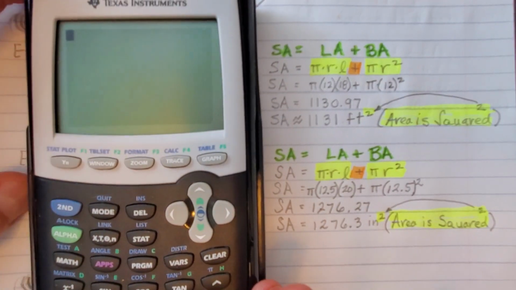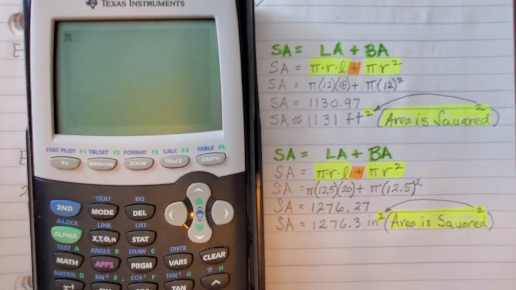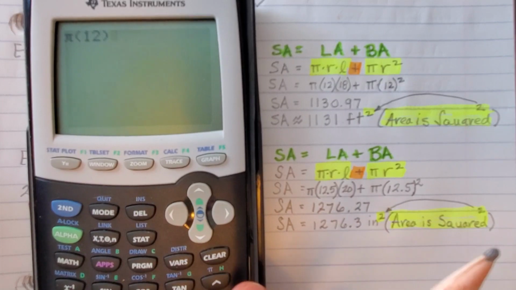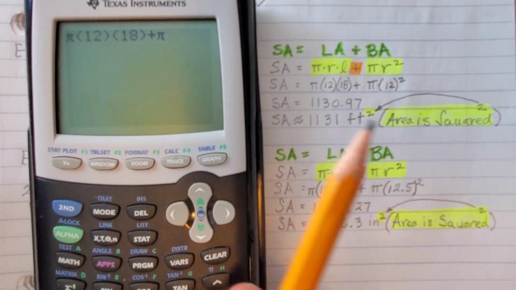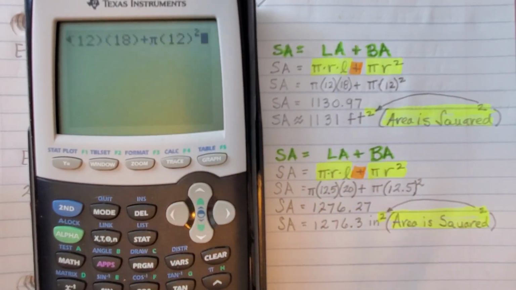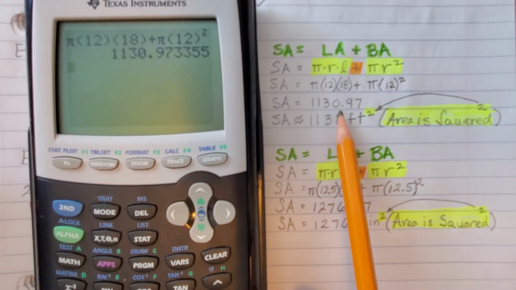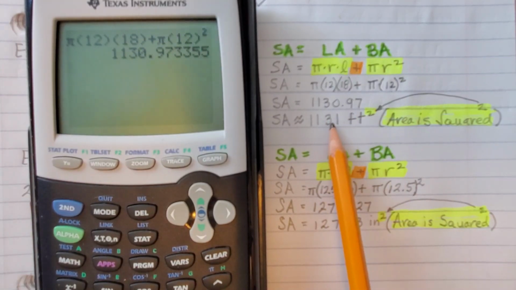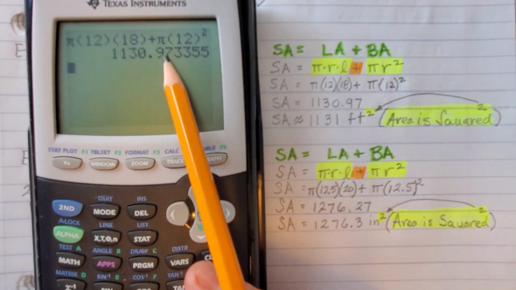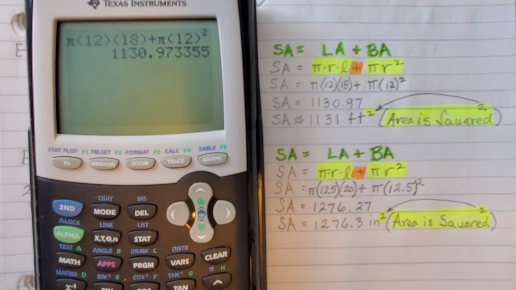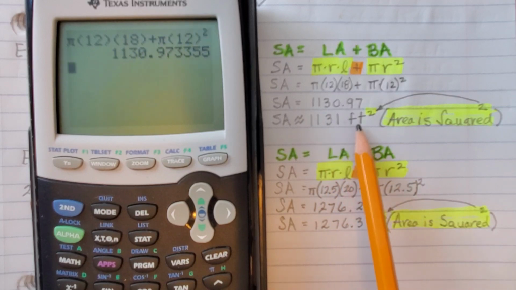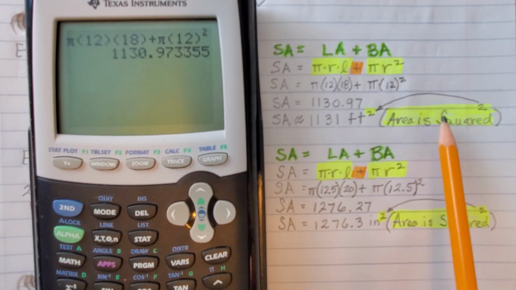So let me multiply that out for you. So here we go. You would go second pi, if you have a pi, parentheses 12, parentheses, then parentheses 18. I like to use parentheses, not times, plus pi times parentheses 12, parentheses squared. And then you get 1,130.97 rounded to 1,131, because the 7 rounds the 9 up to a 0, rounds the 0 up to a 1. That's how you would round that. So approximately, remember that means approximately 1,131 square feet, because the area is squared in nature.